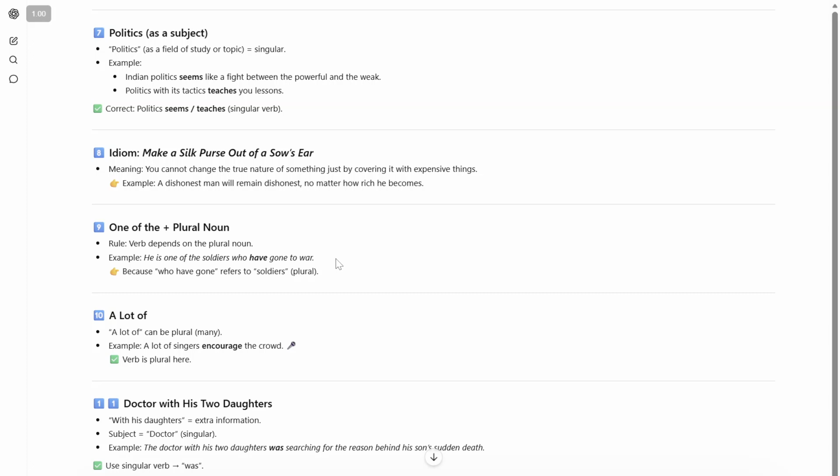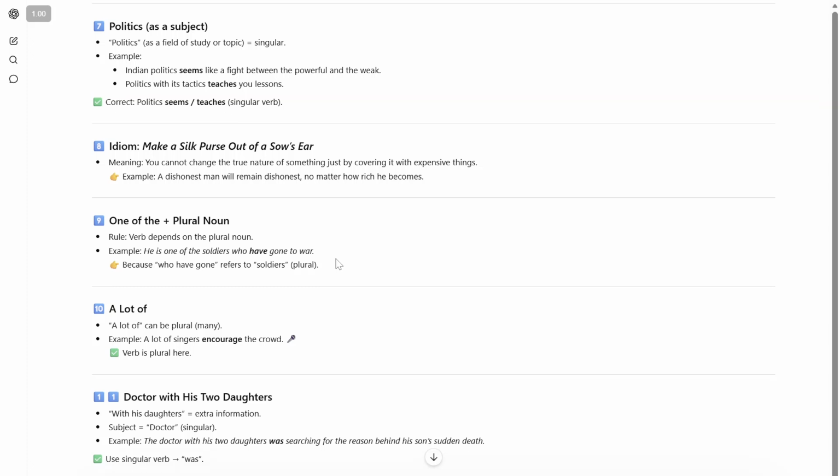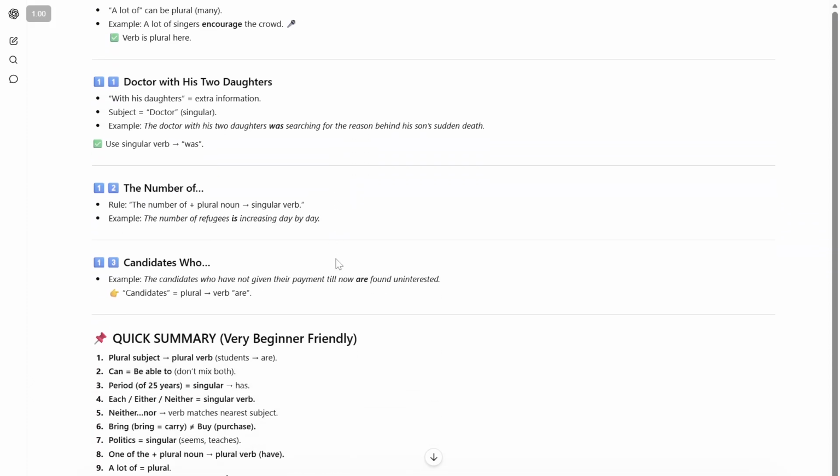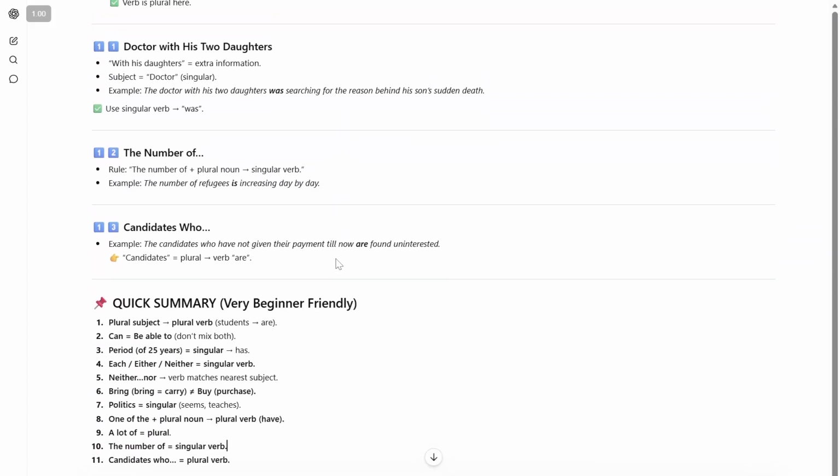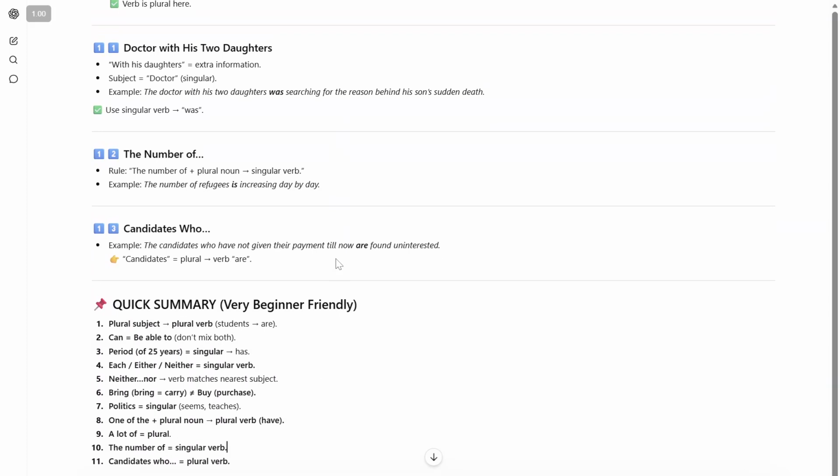A lot of can be plural. Example, a lot of singers encourage the crowd. Verb is plural here. Doctor with his 2 daughters: with his daughters equals extra information. Subject equals doctor, singular. Example, the doctor with his 2 daughters was searching for the reason behind his son's sudden death. Use singular verb, was.